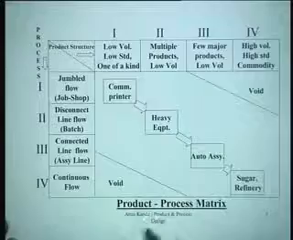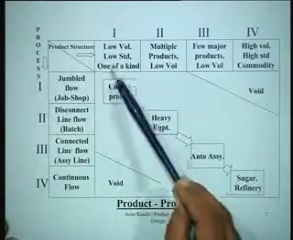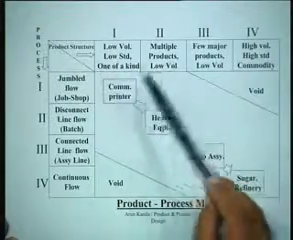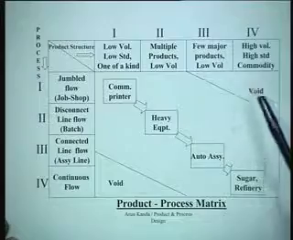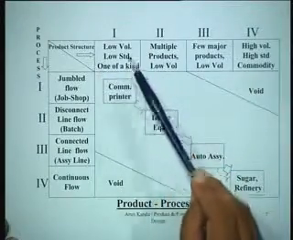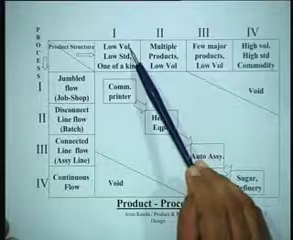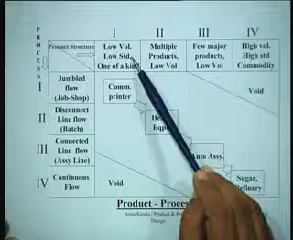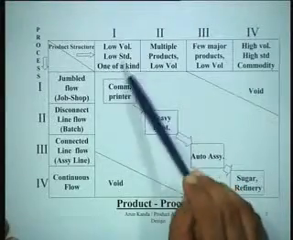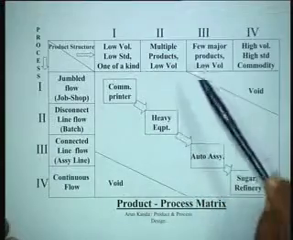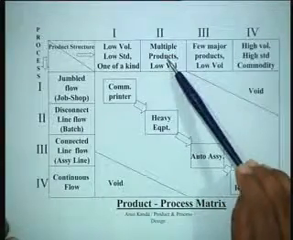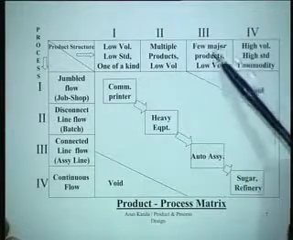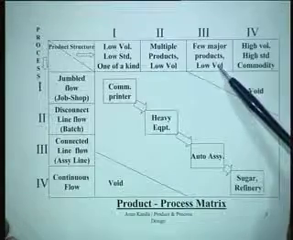Now, this particular matrix, similarly on this side we have the 4 stages of the product structure as it goes through its life cycle. What happens is, what are the typical characteristics here? We have summarized them here. At the first stage we have low volume, low degree of standardization, and one of a kind of product which we are trying to make. Then we have multiple products, low volume in the second stage. Here we have few major products but relatively low volumes.